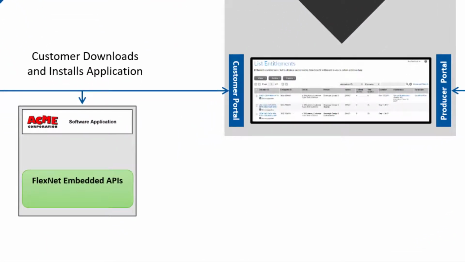The software can be downloaded by the customer via the FlexNet Operations customer portal or provided to the customer by another means. Electronic software delivery configuration will not be covered in this video. Once the customer has installed the software that has been instrumented with FlexNet embedded APIs, they are then typically prompted to enter their activation ID.